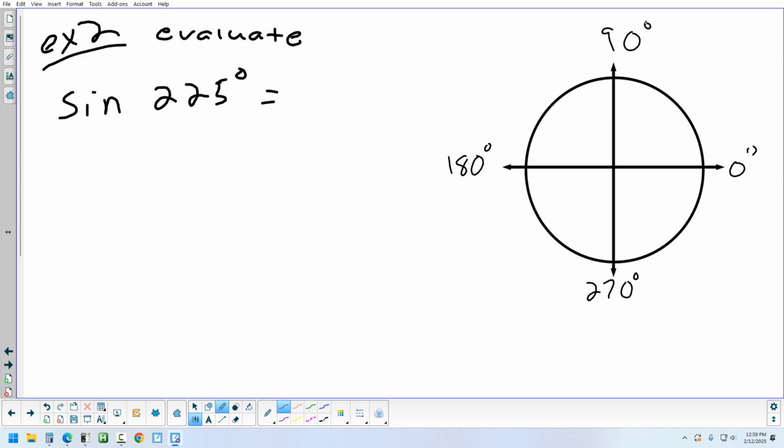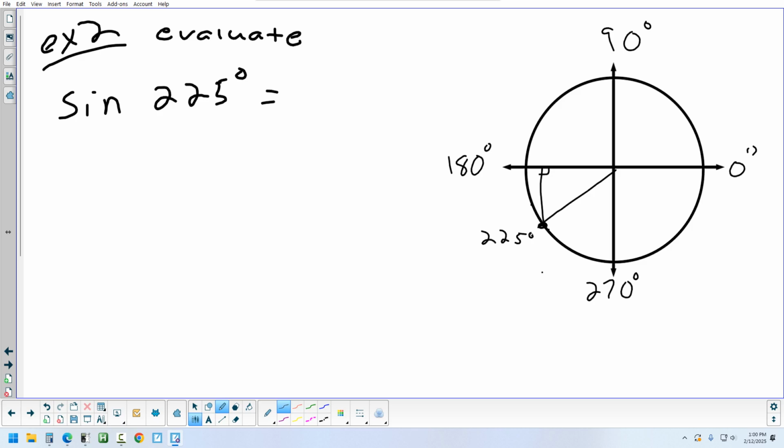First, let's just figure out it's between what two? 180, 270. Okay, so we know it's somewhere between 180 and 270. Now you got to be a little more specific. Is it in the middle, closer to 180, or closer to 270? It's right in the middle. If you're not sure, then use your calculator to find the difference between 180 and 225 and 225 and 270. You'll see it's 45 away from both. Okay, so here's 225. Make your triangle.